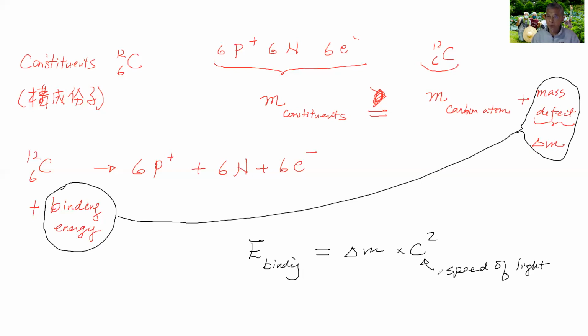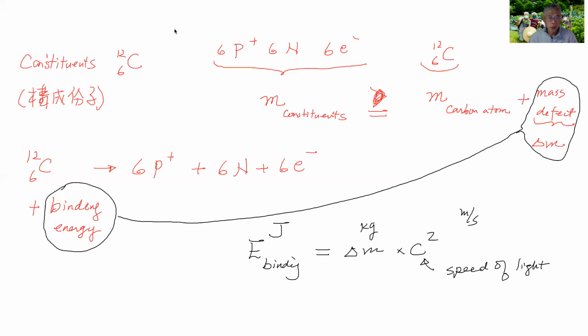Okay, and this one is in kg, this one is in meters per second, and this one is in joules. So if I have a carbon-12 and I add this amount of energy, using the mass defect times 3 times 10 to the 8 squared, then I get this binding energy. And if I put that amount of energy into this, I can break them apart.